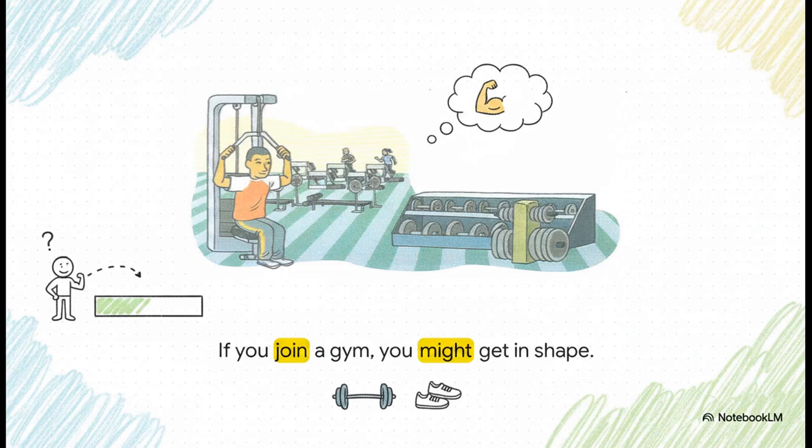Think about joining a gym. If you join a gym, you might get in shape. By using might, that 25% level, we know it's a small possibility, definitely not a guarantee, because obviously just joining doesn't magically work. You actually have to go and put in the effort.